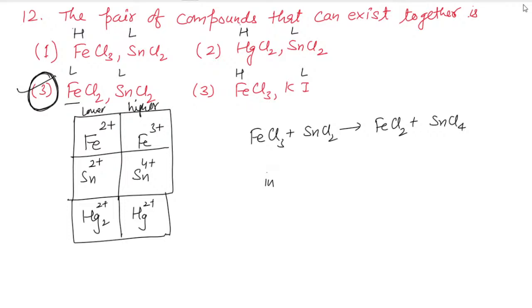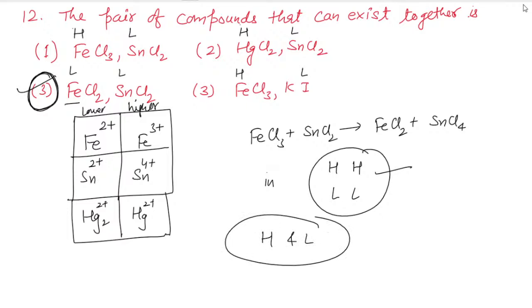How can we solve it? If there are both higher oxidation states or both lower oxidation states, then they can exist together. But if it is one higher and the other lower, very good, Ashish, then there is a chance of reaction and they cannot exist together. Okay.